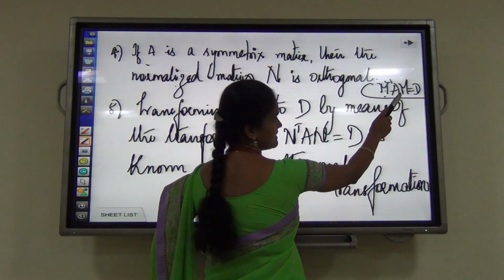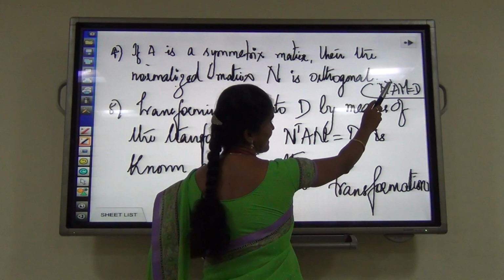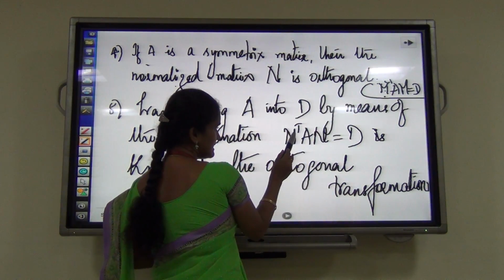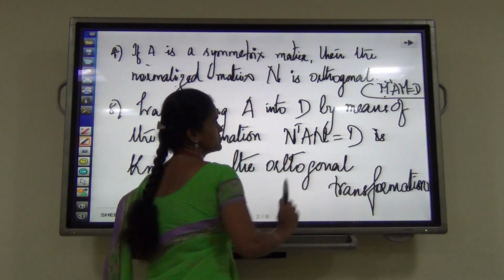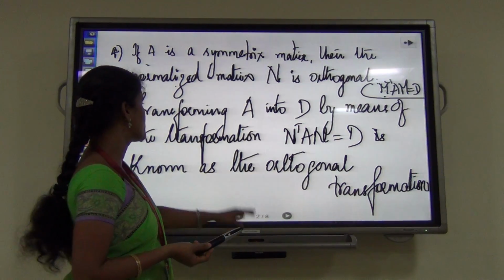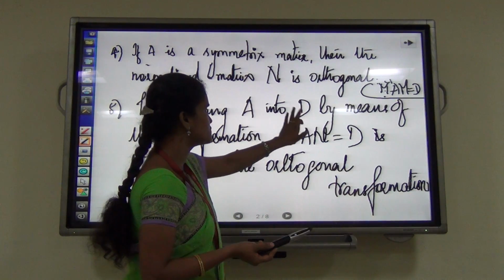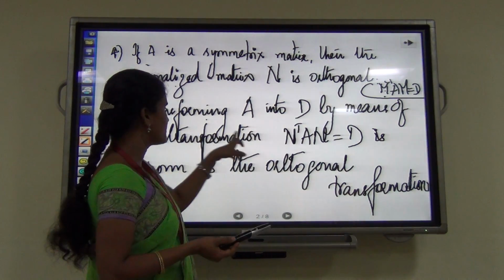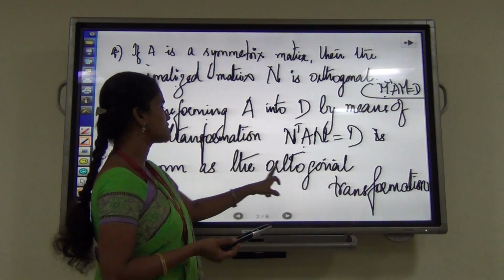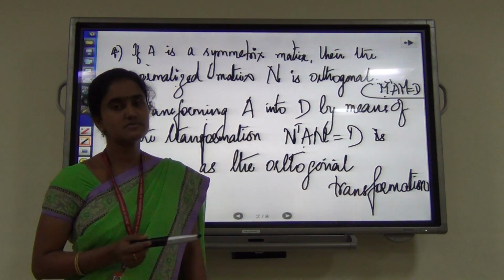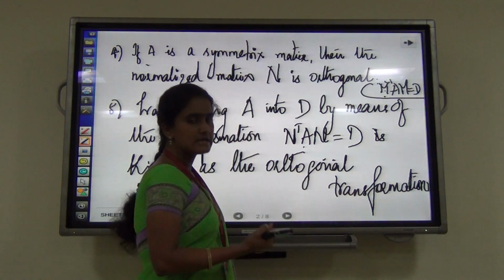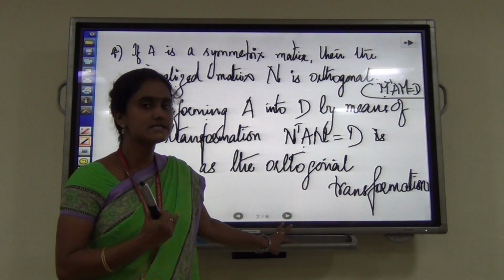So by the similarity transformation definition, M inverse becomes N transpose since N is orthogonal, giving N transpose A N equal to D. This transformation is called orthogonal transformation. Transforming A into D by means of the transformation N transpose A N equal to D is known as orthogonal transformation. We just follow what the similarity transformation means, where M is the model matrix placing the eigenvectors column wise.